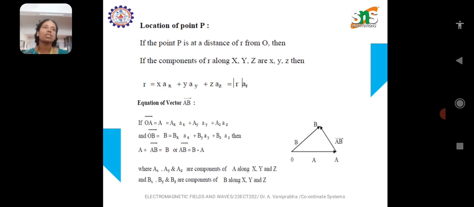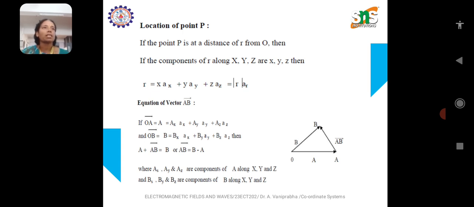So consider this diagram. If the point P is at a distance x from the origin, and the components of vector r along x, y, z are x, y and z, then vector r can be represented as x ax plus y ay plus z az, which is equal to the complete magnitude r into ar.